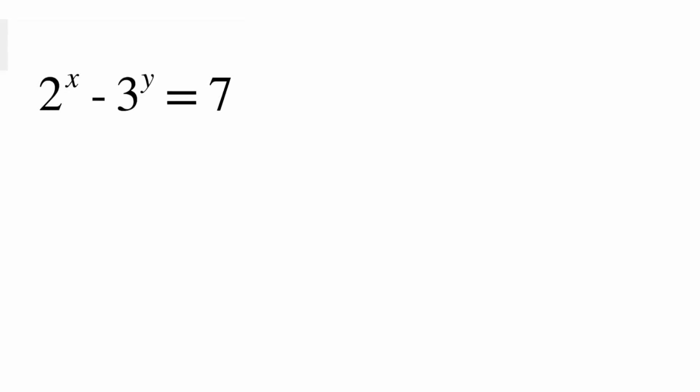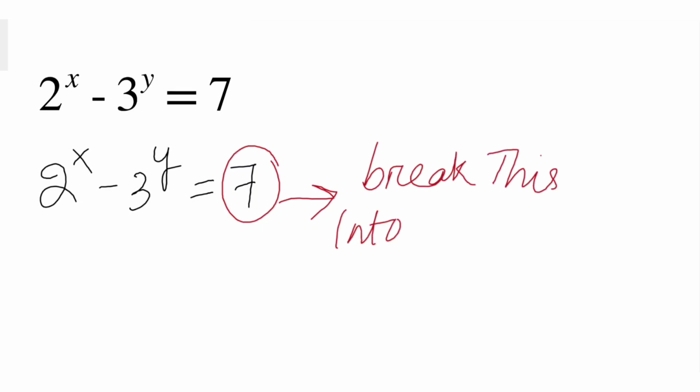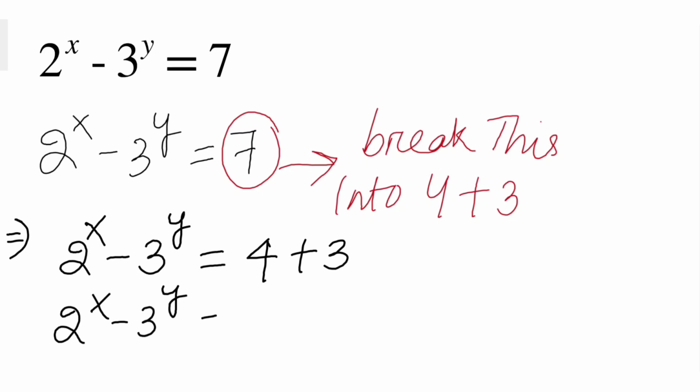Now what we'll do, let's write down. We are going to break this 7 into 4 plus 3. Why 4 plus 3? So that we can compare both sides and equate them. Okay, so let's do it. 2 to the power x minus 3 to the power y equals 4 plus 3. Now 2 to the power x minus 3 to the power y equals 2 square plus 3. Now we can compare 2 to the power and 3's power to themselves.